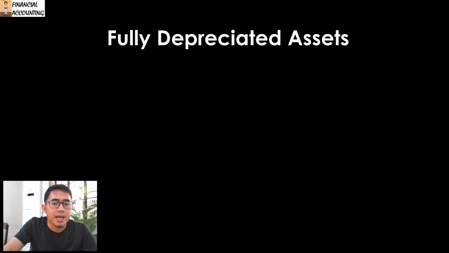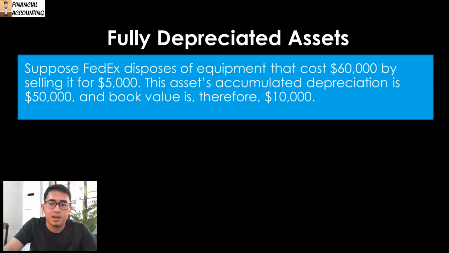Okay, there are also times wherein the asset is sold by the company. So let's say, for example, Fedex disposes of equipment that costs 60,000 by selling it for $5,000. The asset's accumulated depreciation is 50,000 and the book value is therefore 10,000.